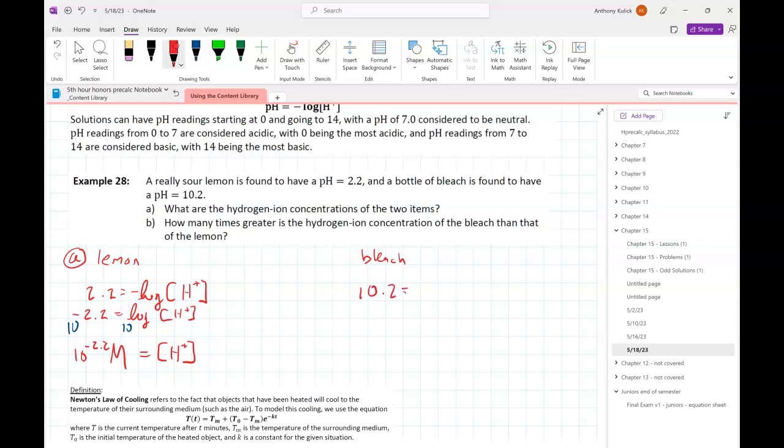Okay, so we do the same thing for the bleach then. So all the algebra is exactly the same.